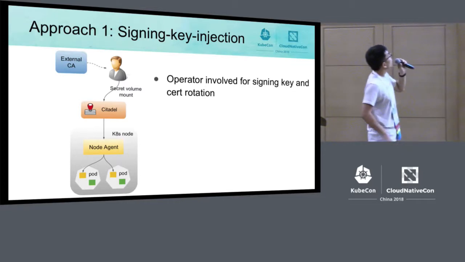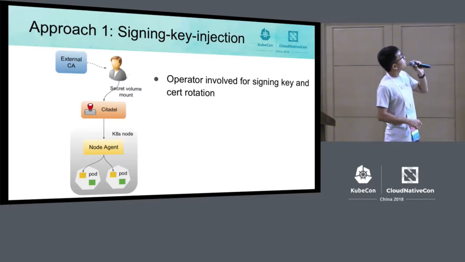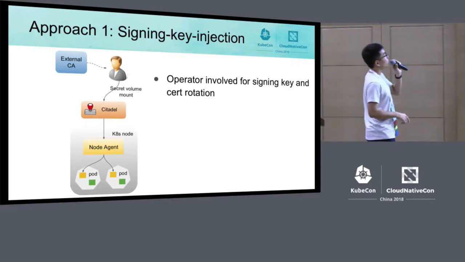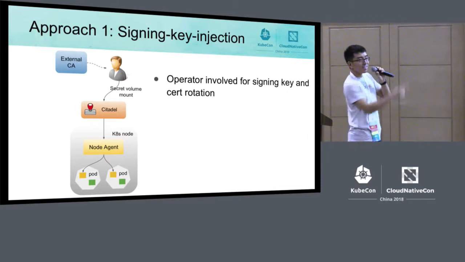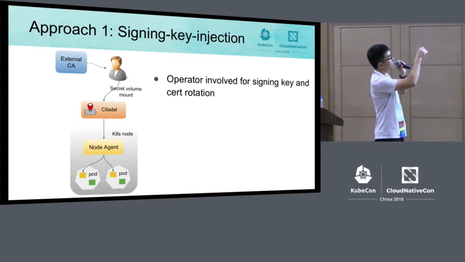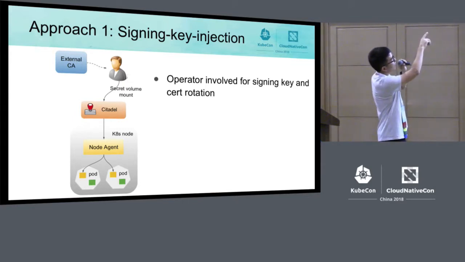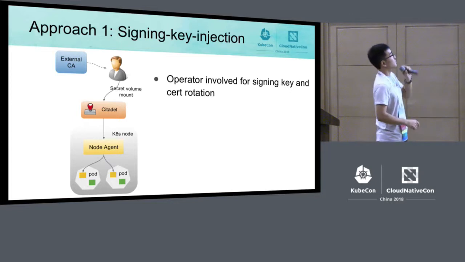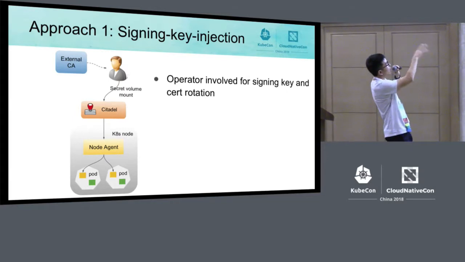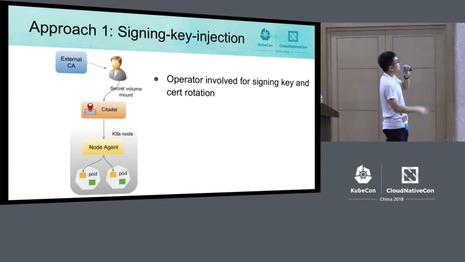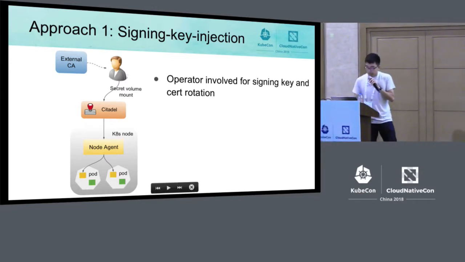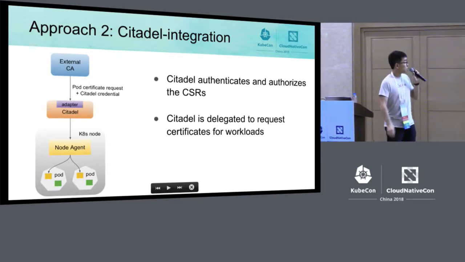So I still have some time. The first approach is signing key injection. I hope this graph is pretty straightforward. The person there needs to go to the external CA and grab the key and cert from that CA and then insert into the system through the secret volume mount. Citadel will issue the certificate through the existing way using the node agent and to the pods. This is manual, and that's why we propose approach 2.